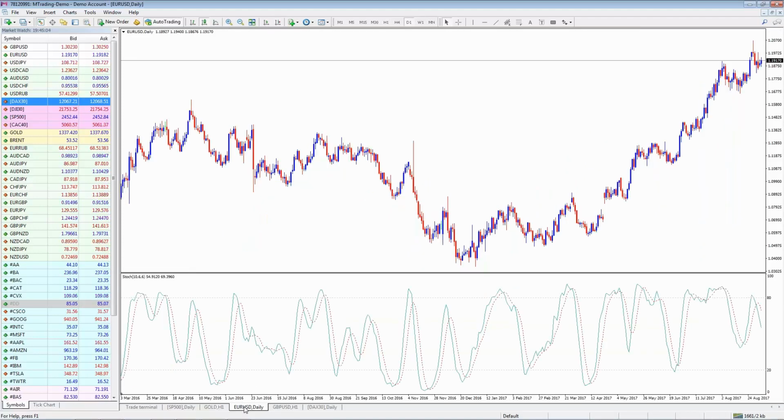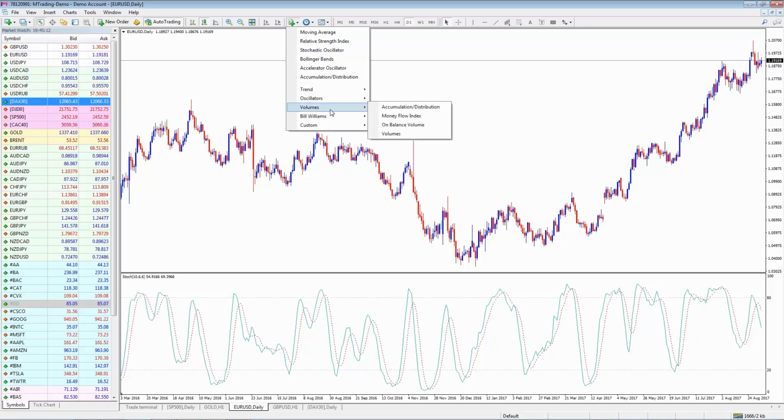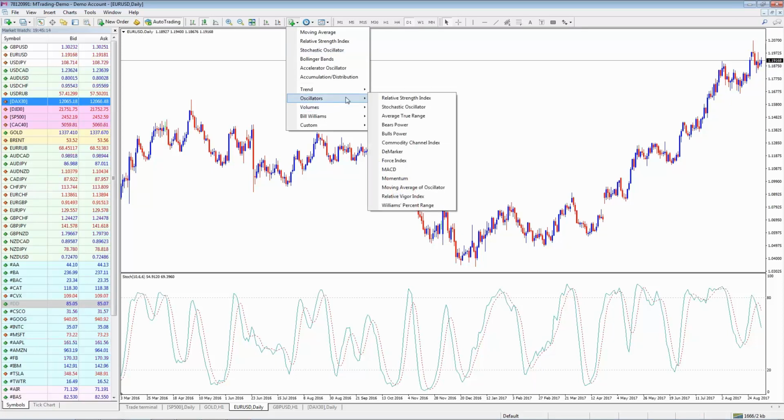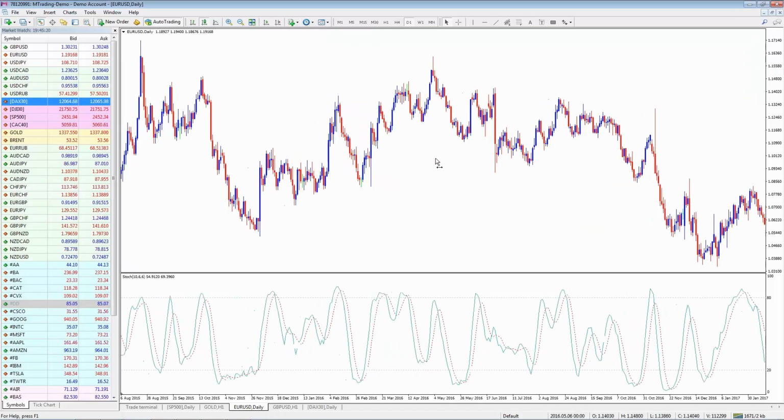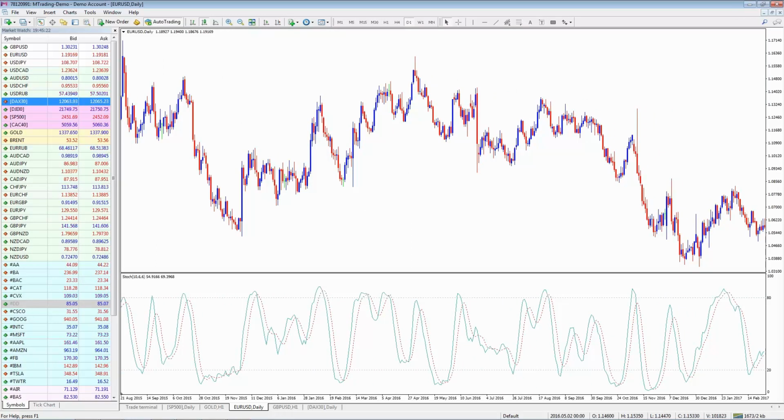I may have stochastics on. Here we go, guys. I have stochastics already set up on the euro dollar. But again, you just go into your indicator list. And you will have stochastics, as you can see just over here, under oscillators. So please do use that indicator. And this is great for ranging markets.